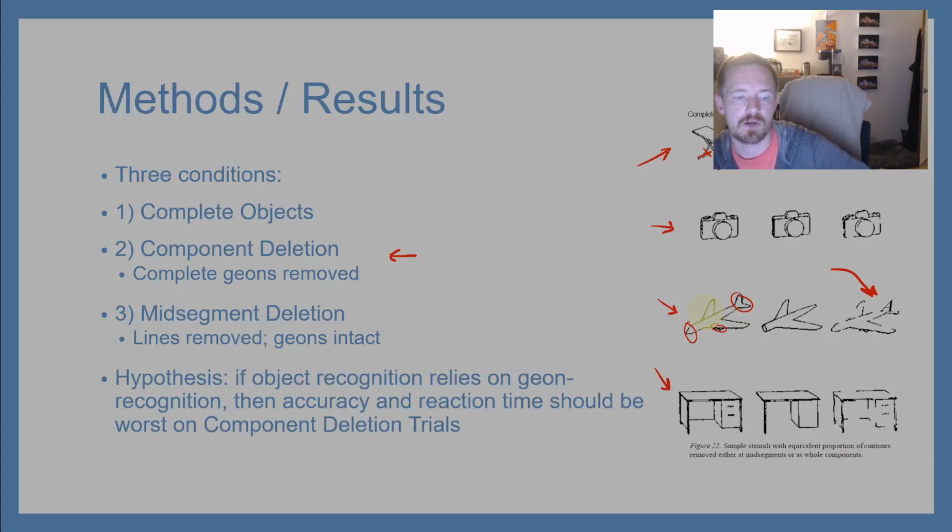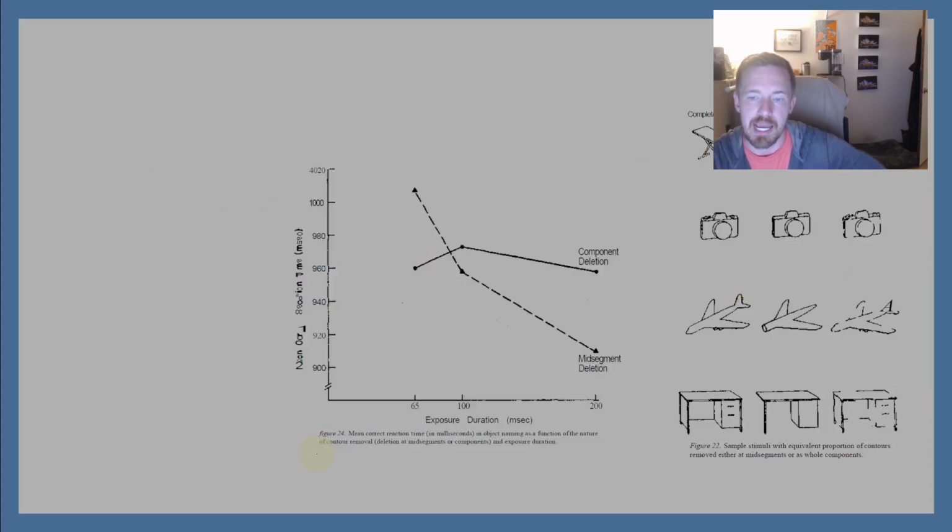All right, so his hypothesis was essentially that if object recognition does rely so much on the recognition of geons, then accuracy and reaction time should be at their worst whenever the geons are removed. And that is, in fact, what we see here.